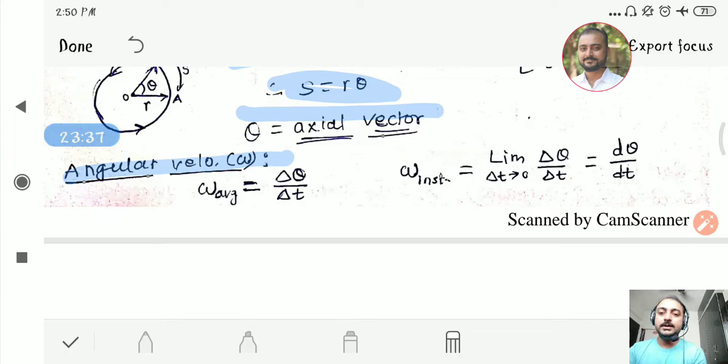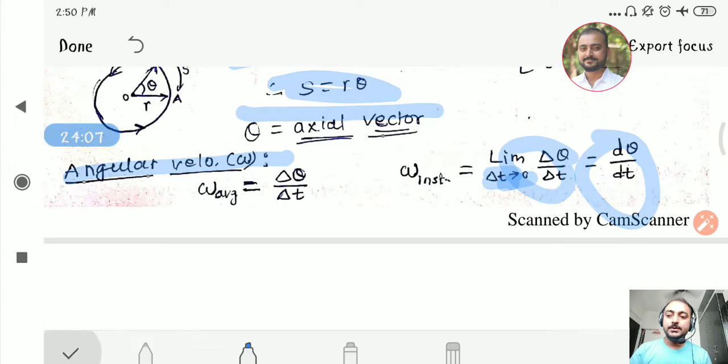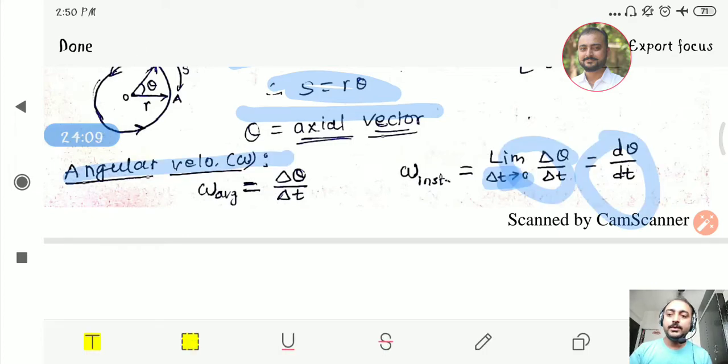And you may observe here, when you take the limit of the average value of angular velocity as the time tends to 0, means what? For a very short time, instantaneous, that is the angular velocity at that instant, and that is given here by dθ/dt, which is a standard formula. Okay, so then we go to the next point.